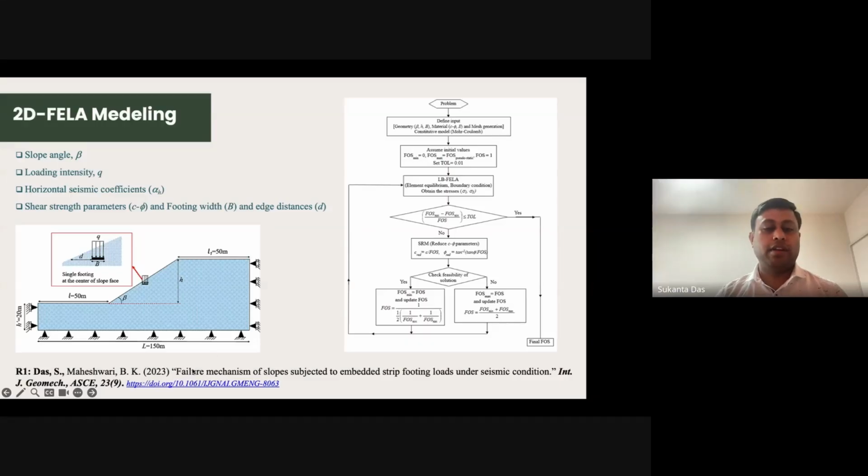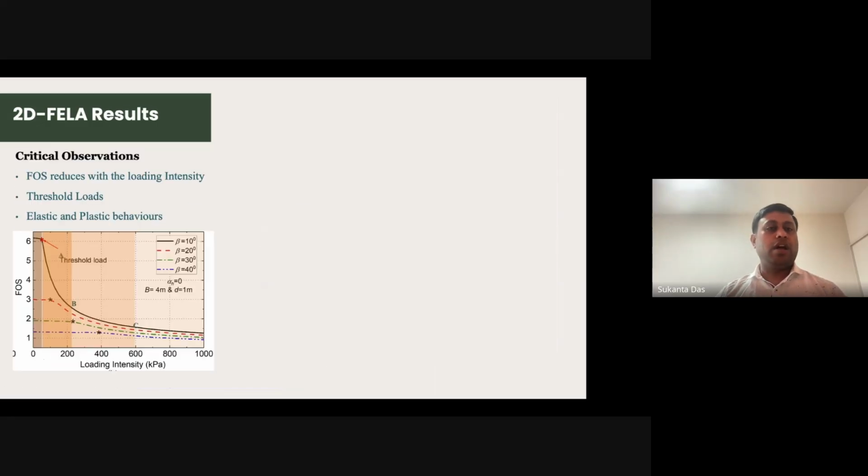Analysis details can be found in this paper. So now, after applying the load, the critical observation is that earlier there was very limited information on how footing load and slope stability behave together.